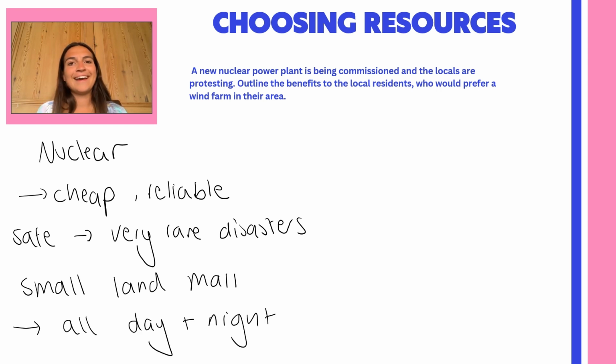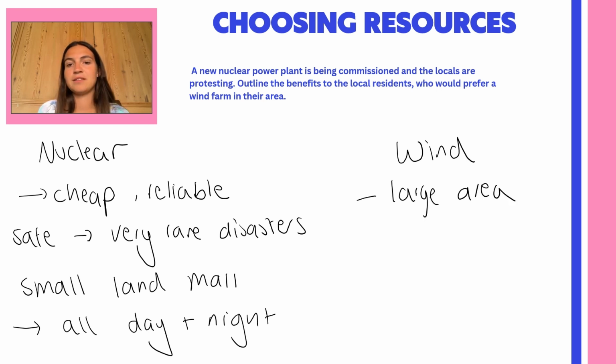And it can deal with any type of demand, because you can run a nuclear power plant all day and all night. Then, after outlining that, you might want to explain why wind doesn't have some of those benefits that nuclear power has. For example, in order to have the same amount of energy as a nuclear power plant, you would need to use an extremely large area of land, which might not be favourable for the local residents.